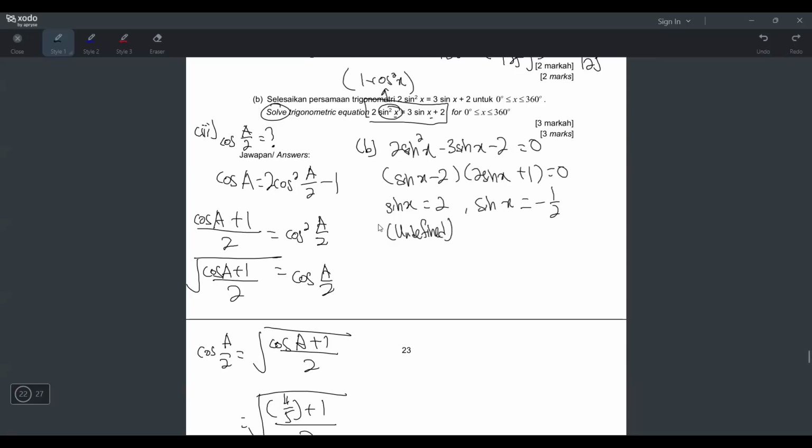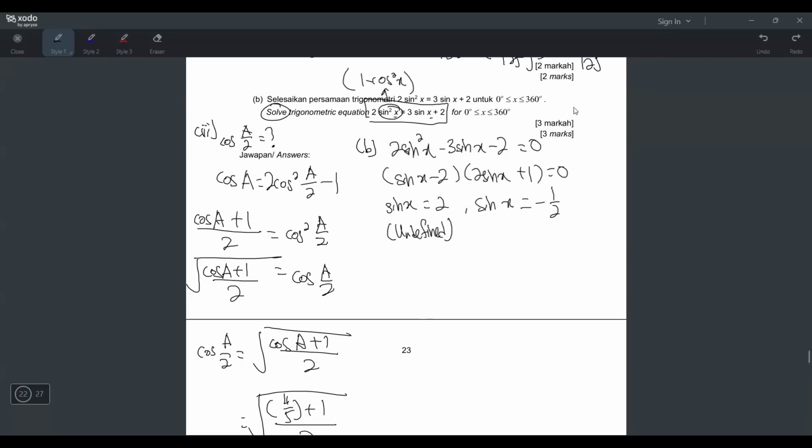Okay, because for sin x, the graph looks like this, right? The highest maximum value is 1, the lowest is -1. So anything beyond 1 and beyond here, we don't have any answer. So sin 2 is undefined, math error, okay? Because the sine answer limit is 1 until -1, all right? Okay, what about this one? This one is a normal case, okay? Normal case, all right?